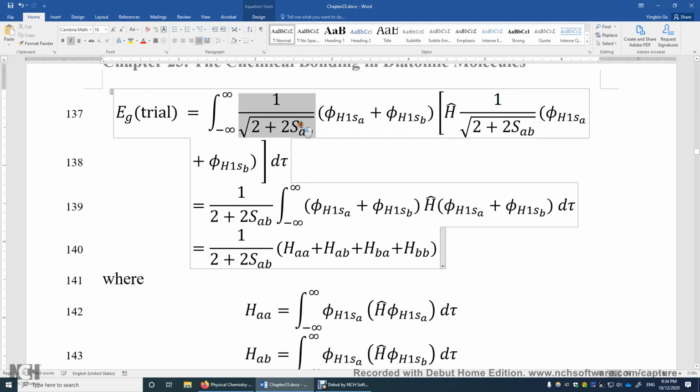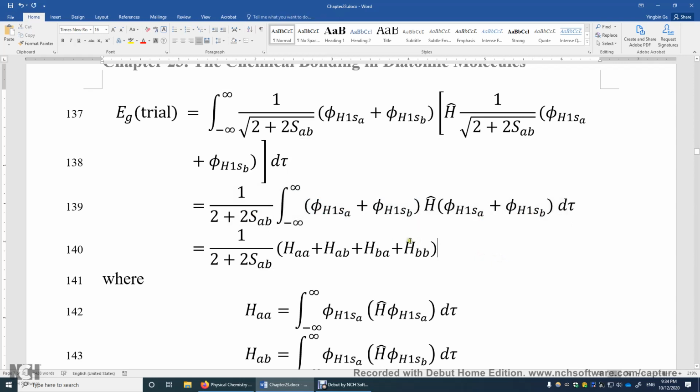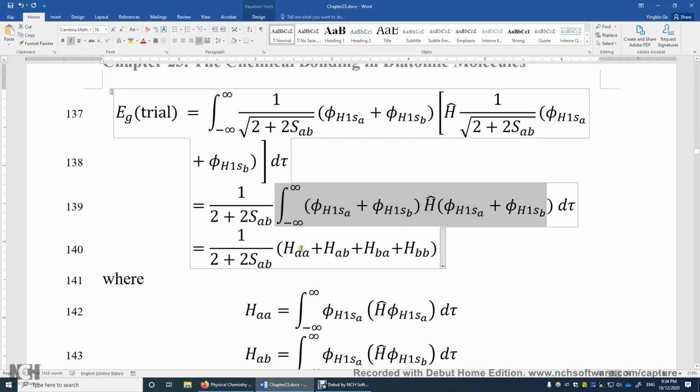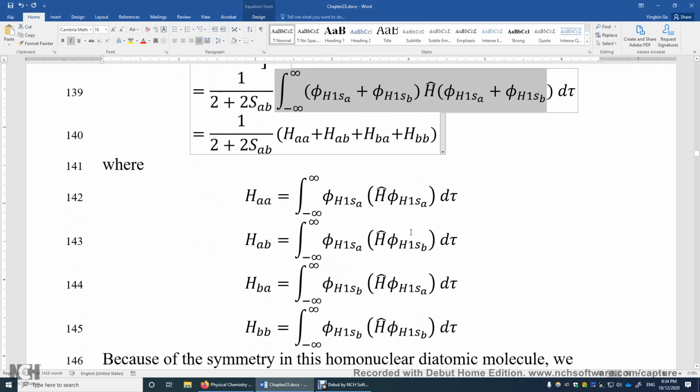We can take this out of the integral, this out of the integral. So we have this here. And then we need to evaluate this, right? Without doing any detailed mathematical derivation, I'm going to say this integral is equal to HAA plus HAB plus HBA plus HBB. H sub AA is simply the integral of this 1sa wave function times H, the Hamiltonian, being applied to the 1sa orbital. And then you have HAB, you have HBA, and then you have HBB.